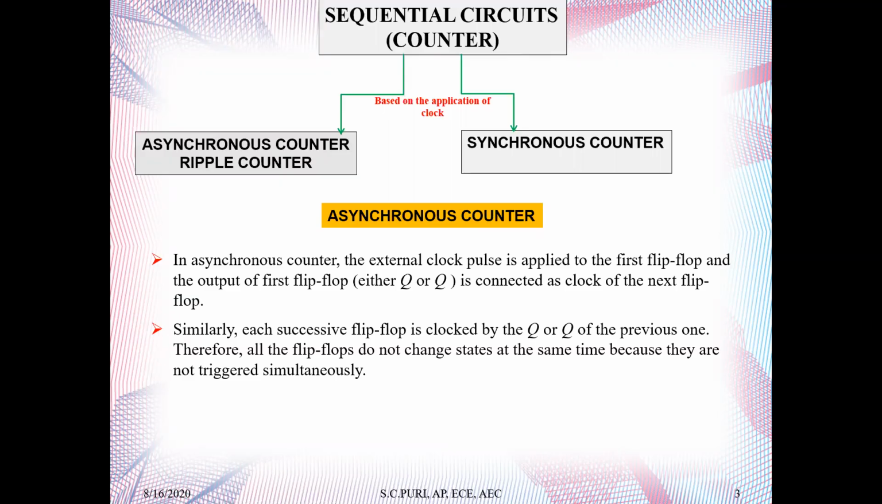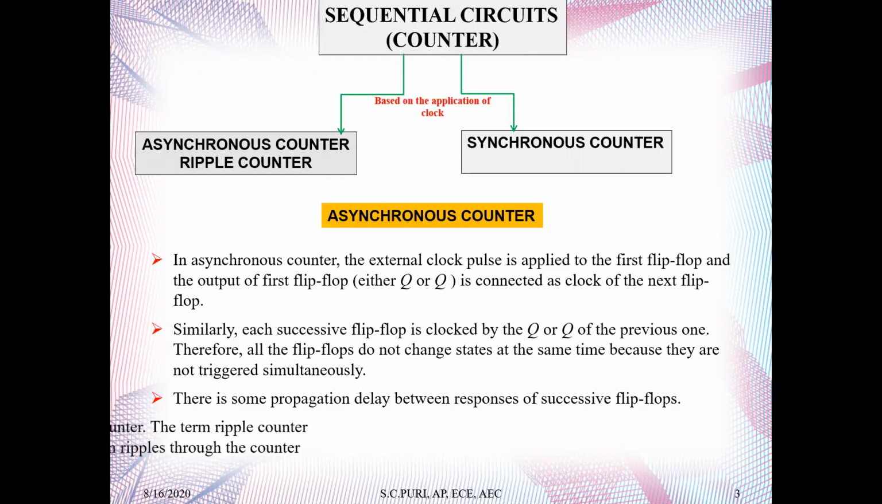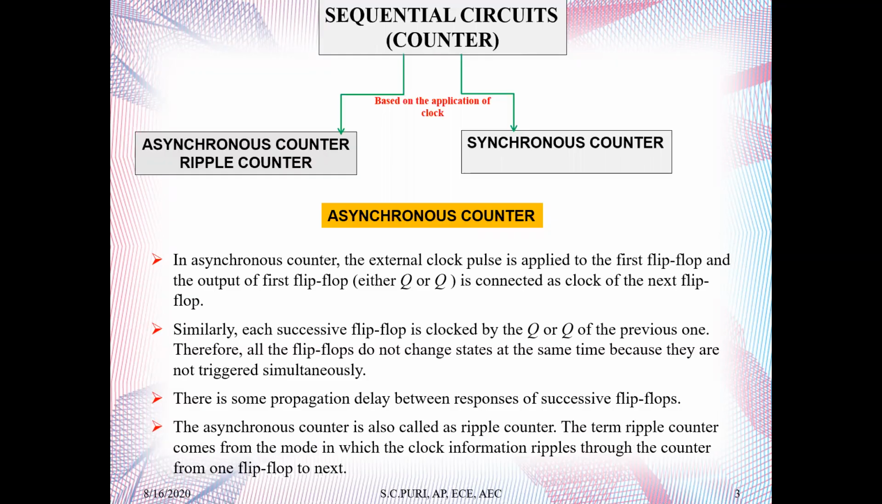Therefore, all the flip-flops do not change state at the same time because they are not triggered simultaneously. There is some propagation delay between responses of successive flip-flops. The asynchronous counter is also called a ripple counter. Why? The term ripple counter comes from the mode in which the clock information ripples through the counter from one flip-flop to the next.